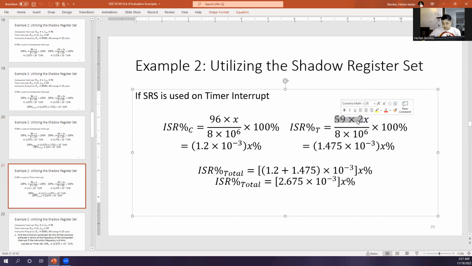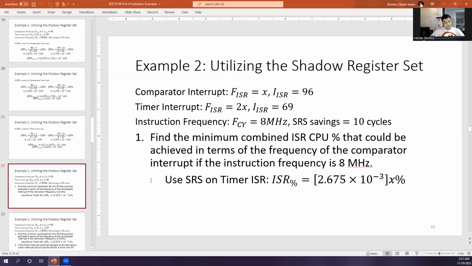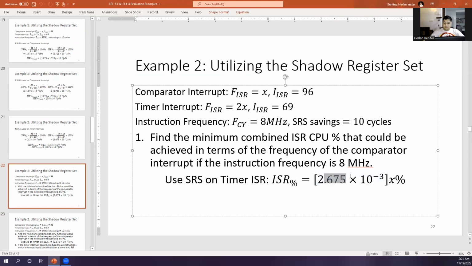So using the same computations, the same formulas, nakikita natin dito is that 2.675 times 10 to the negative 3 x percentage points yung ISR CPU percentage natin. So, ayan, compare this dun sa 2.8 nung ginamit natin sa comparator, we can conclude na we have to use yung SRS on the timer ISR to achieve yung minimum combined ISR CPU percentage na 2.675 times 10 to the negative 3 times x, or yung frequency ng ating comparator interrupt.